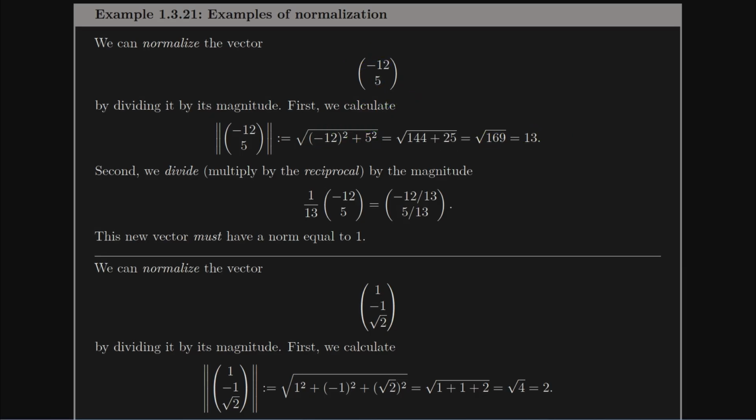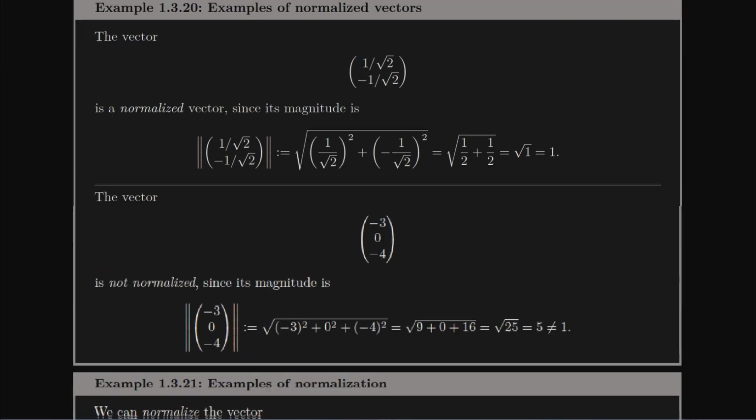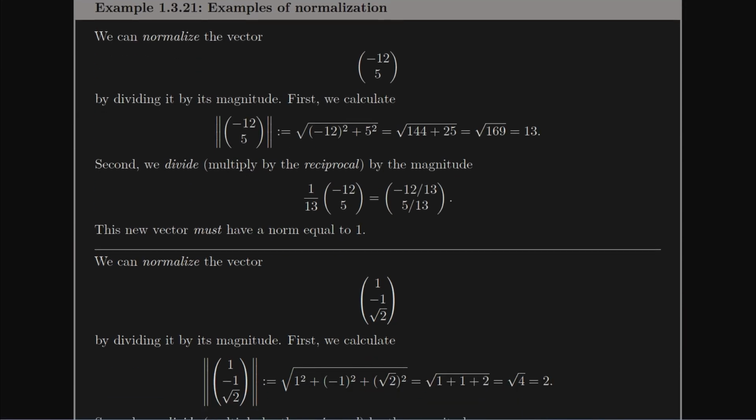To normalize, right, if I scroll back up here, to normalize a vector, we're going to take it and divide it by its norm. And to divide by something means to multiply by its reciprocal. So we are going to take this 13. The reciprocal of 13 is 1/13. We're going to go ahead and multiply the vector by 1/13, and we end up with negative 12/13, 5/13. Turns out if you would compute the norm on this vector, you would have to get 1. That's what the process of normalizing does.